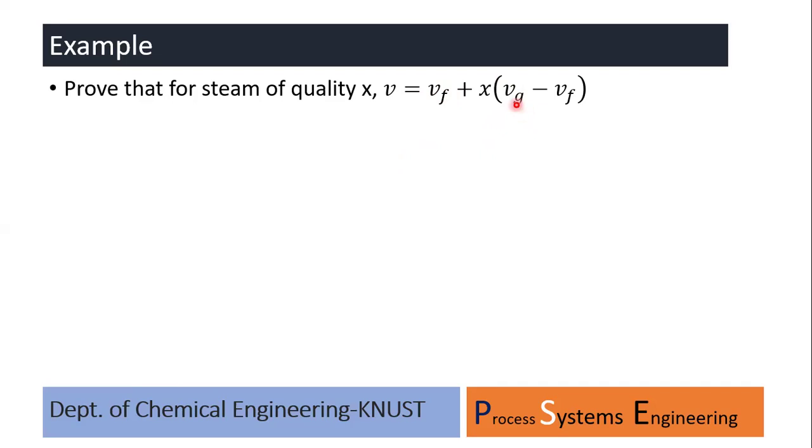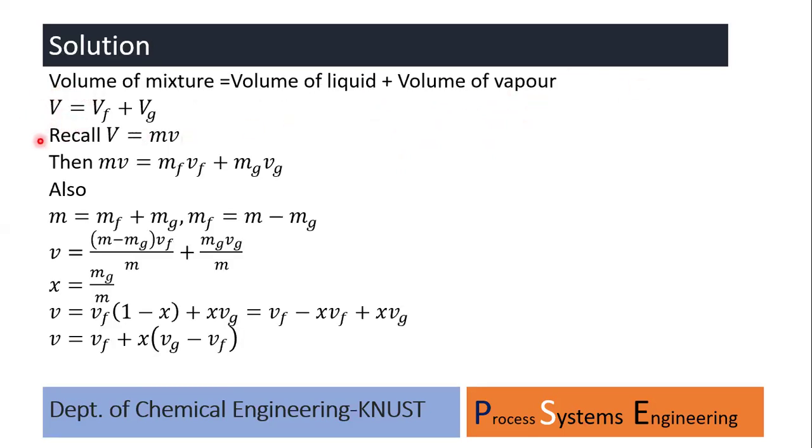Is that okay? So what we are saying is that V, the total specific volume, is equal to VF plus X times (VG minus VF). This is the relation we are coming to prove. We know that the total volume of a system is the volume of the liquid plus the volume of the gas. We also know that the total volume is equal to the mass times the specific volume. If it is specific, it is divided by mass. So if I want it to be extensive, I can multiply it by mass so that I get my big V.